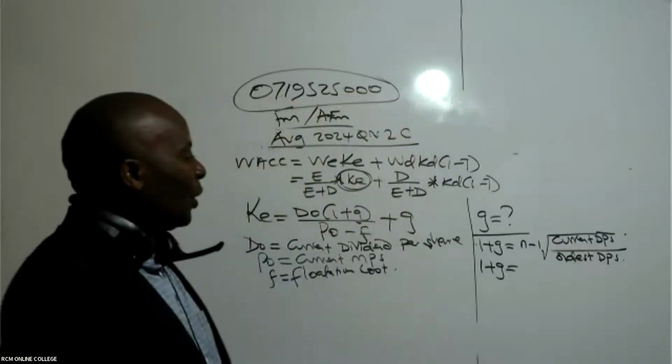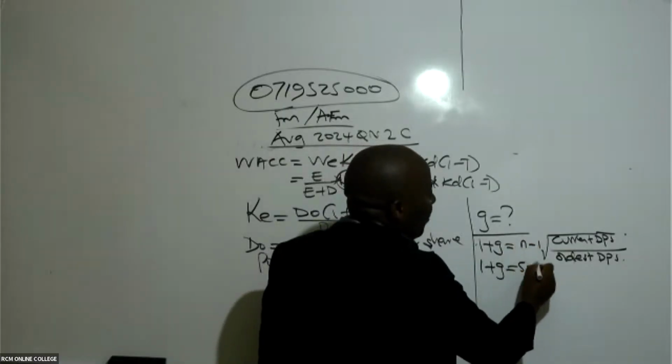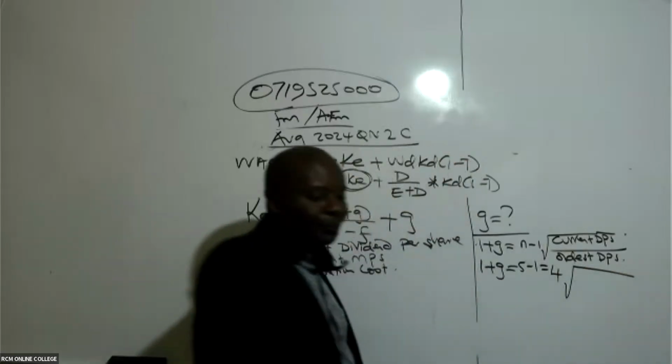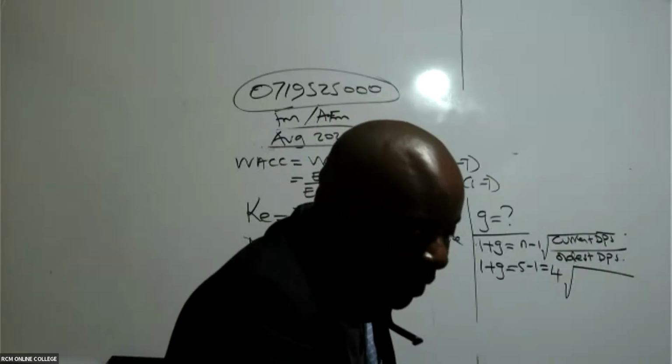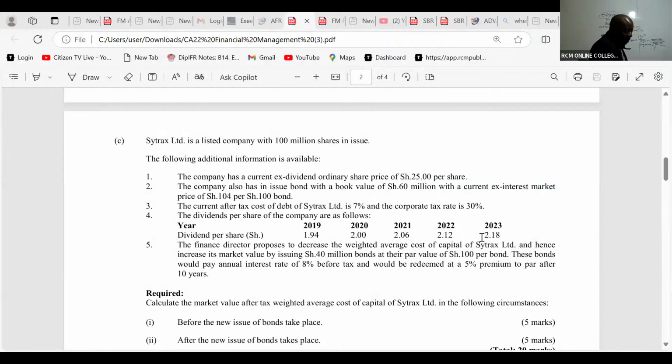So we have here n is 5. So it will be 5 minus 1, which equals 4. So it will be the fourth root of the current dividend. You look at your dividends table, you'll be able to see 2023 is the most current year. The current dividend here is 2.18. The oldest is 1.94.